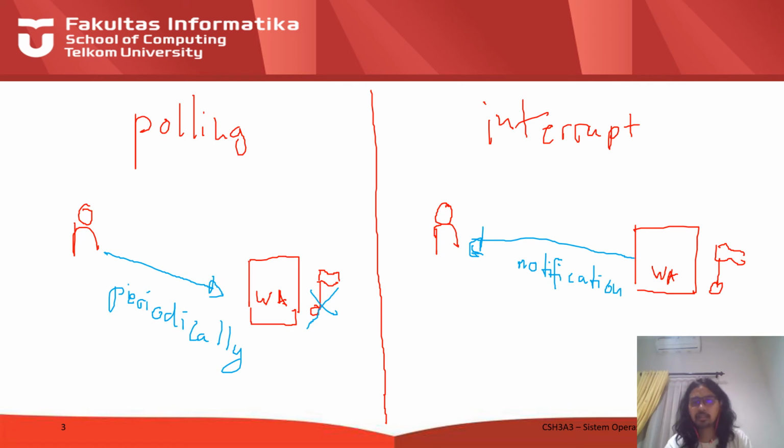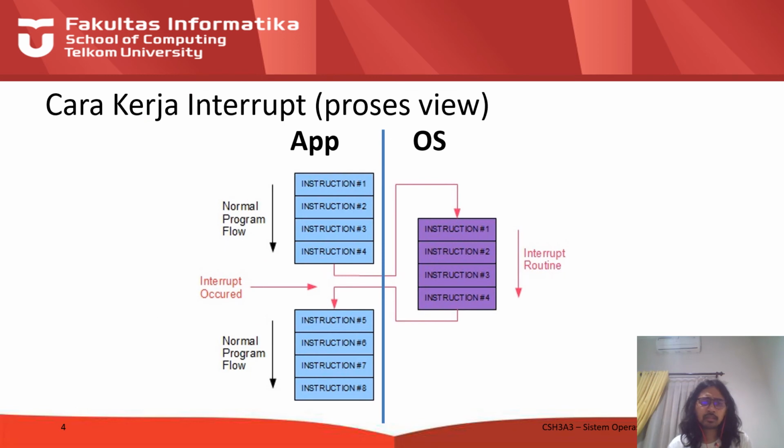It is said that interrupt is faster than polling because we don't need to check regularly. But I think both of them have their advantage. So now we want to discuss more deeply about interrupt. How does the interrupt work? For example, we have a computer and we have a keyboard, and we want to check the keyboard if there is a button pressed or not.